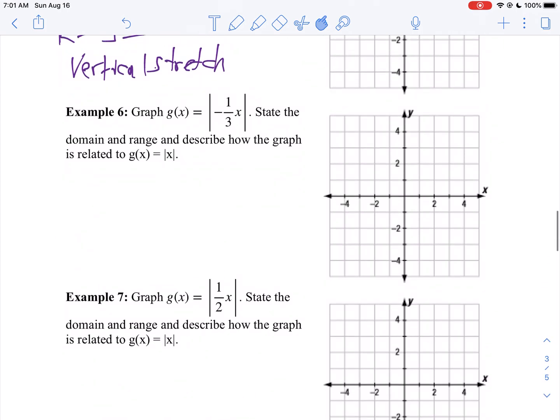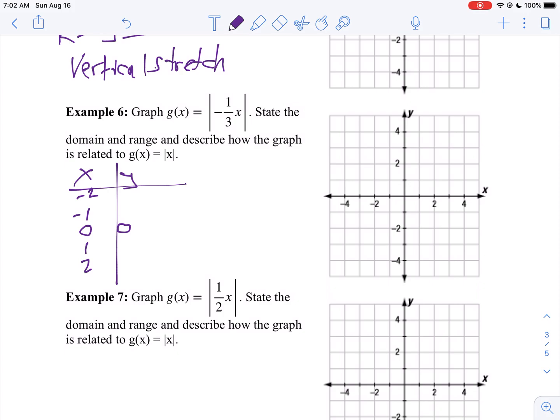Now let's take a look at the next one. This time it's inside. So when negative 1/3 x equals 0, well, that's when x equals 0. So I want to make my table. So x and y. I'm going to put 0, 1 and 2, -1 and -2. If I take 0 times negative 1/3, that is still 0, and the absolute value of 0 is 0.